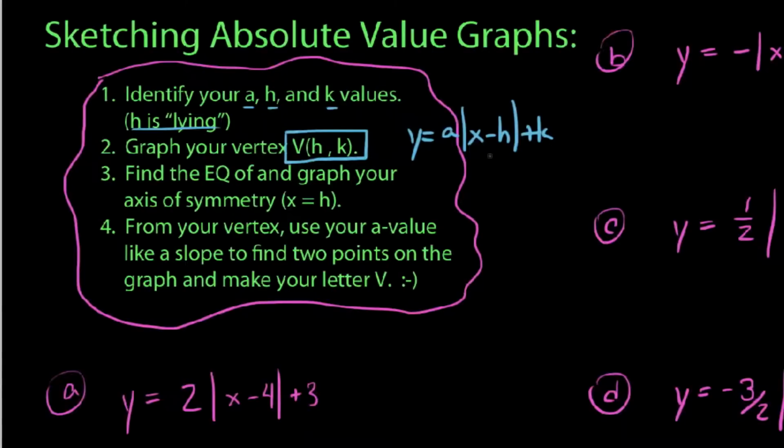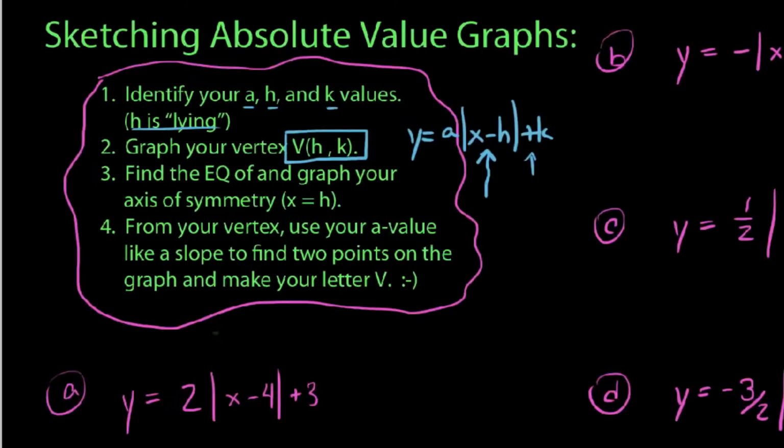I say h is lying because I always get this question. Because there's a minus in the formula for this equation, whatever h tells you is actually backwards of what it's telling you. And you notice I'm not saying k is lying. K actually has a plus in front of it, so k says what she means and means what she says. So we can identify a, h, and k first, and then go through this process.